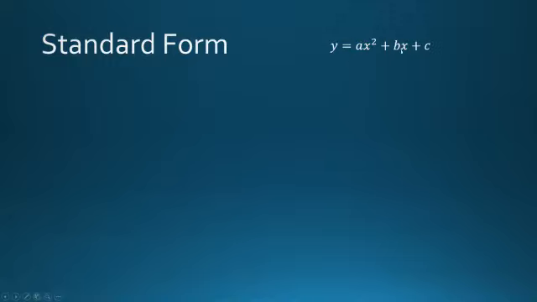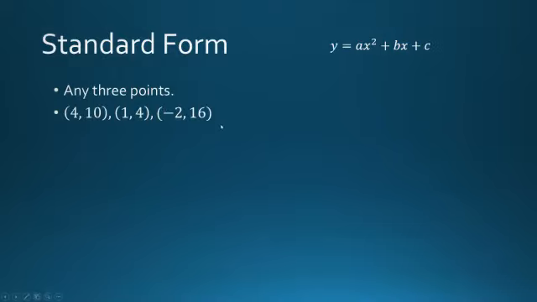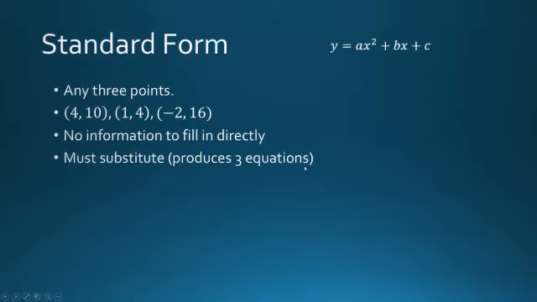For standard form, this is going to be when you're not given the intercepts or the vertex. And so there's going to be any 3 points where you don't know if one of them is the vertex. One could be, but you're not told for sure. And you note that you don't have enough intercepts to do intercept form. So there's no information to fill in directly. There's 3 letters left, A, B, and C, that we have to find numbers for, which means we have to use all 3 points and produce 3 equations, because we have 3 unknowns.